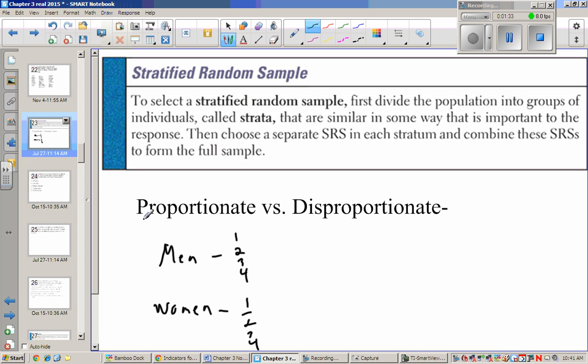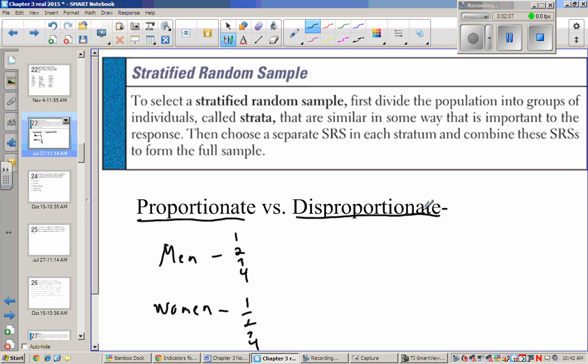Now there are two types. You can do proportionate or disproportionate. So if you wanted to do a proportionate one, you would figure out how many total people are at the school, and then you'd figure out what percentage of them are men, and then that percentage should be the people that you use in the study. A disproportionate one might be, even though maybe the school has 52% males, you still might want to just keep the same amount in each group, so 100 men and 100 women.